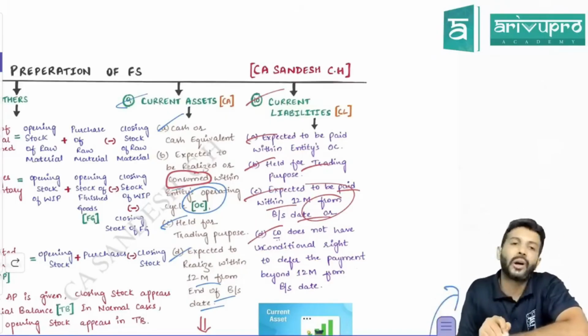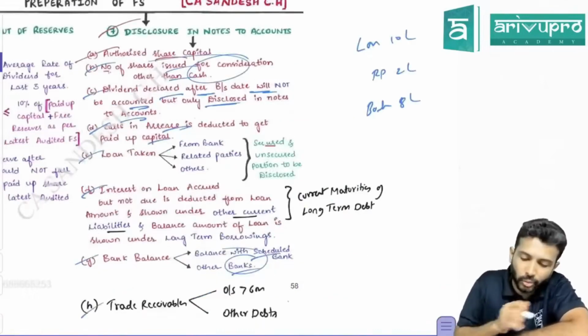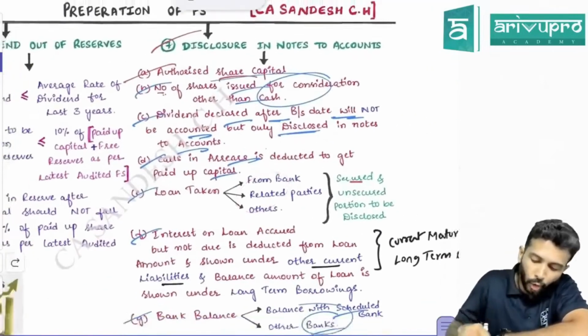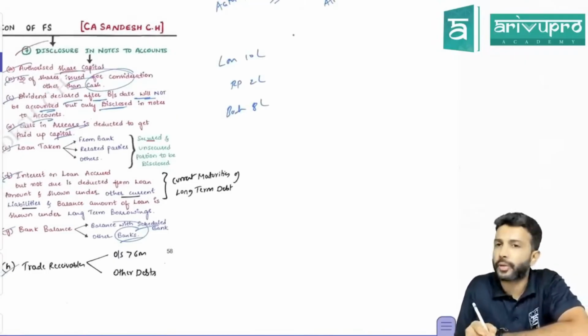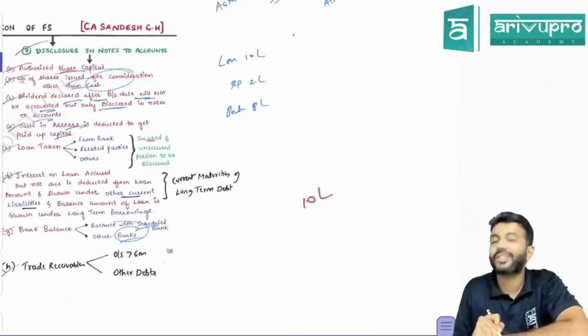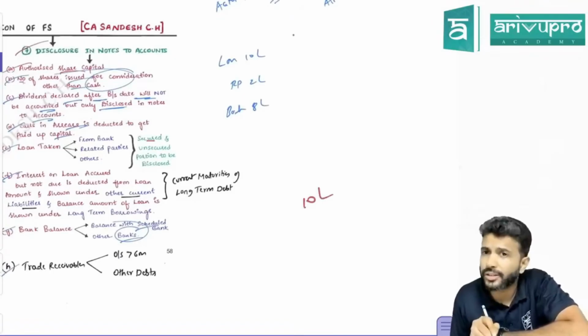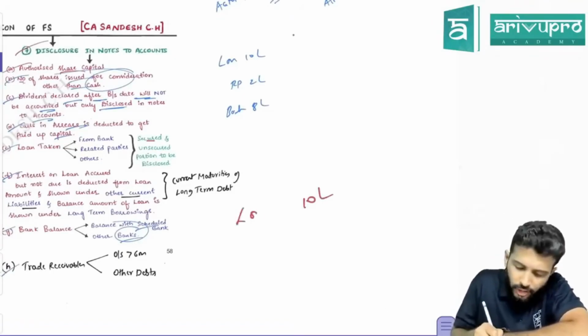Now, why did I discuss all this? Check here, regarding loans. I'll give you a small example. Sir, we have taken a loan from the bank. Loan value is 10 lakh rupees.